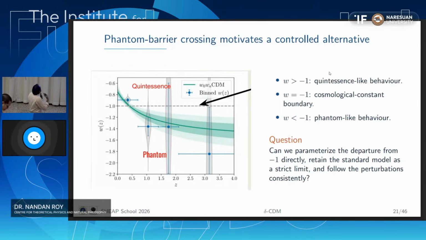And to have this crossing successfully, either you have to build a model with two degrees of freedom. One is quintessence, another is a phantom field, and they separately evolve, and the effective one actually crosses the boundary. So the effective crossing is not for any physical degree of freedom, so it can cross, or you have to go to some modified gravity theory.